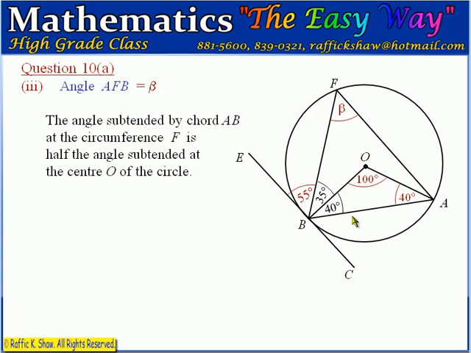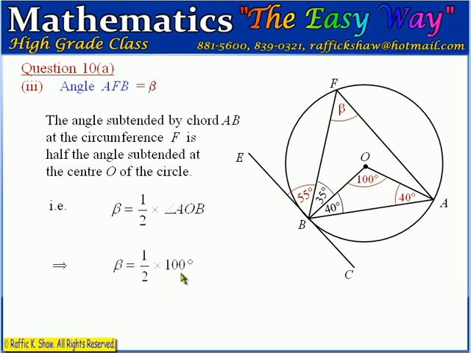The angle subtended by the chord AB at the circumference F, that's beta, is half the angle subtended at the center O. So what we're saying is that the angle here is half this angle here because both of them are subtended by this same chord. The angle subtended by a chord at the circumference is half the angle that the same chord subtends at the center. And therefore, the angle beta is half the angle AOB, which is 100 degrees.